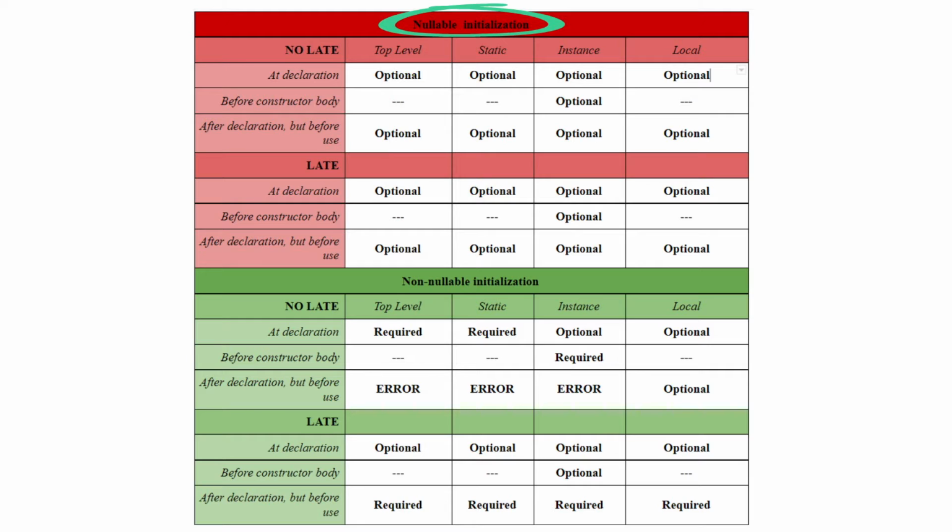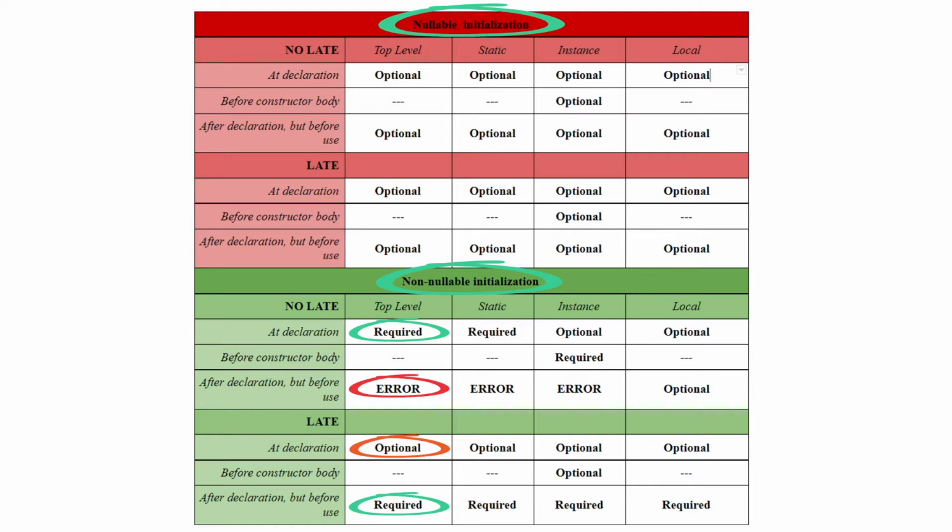However, null can cause null exceptions, therefore it's like playing with fire with them. In the case of non-nullable fields, let's take the top level ones as an example. At declaration, if you don't plan on using the late modifier, it's required to initialize it with a correct value. If you won't, Dart will show you an error. If you'll use the late modifier, then it's optional to initialize it where it was declared. But as you can see, it's required to initialize it before using it.